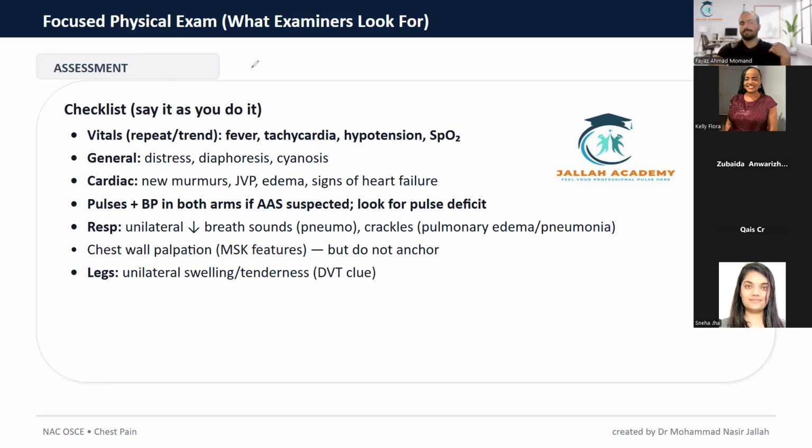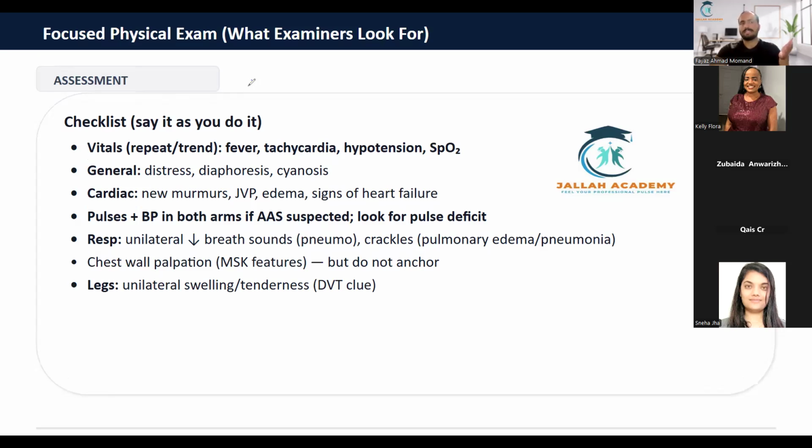Now, for the chest pain OSCE, if you are doing the physical exam, say what you are doing. Say, I'm going to check the patient's vitals unless a set of vitals is present. Look for fever, tachycardia, hypertension, low SpO2. General appearance of the patient, see if the patient is in general distress. Are they sweating? Are they blue in color? Are they cyanotic?